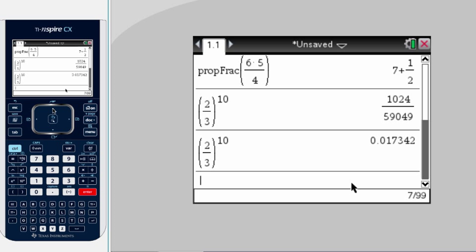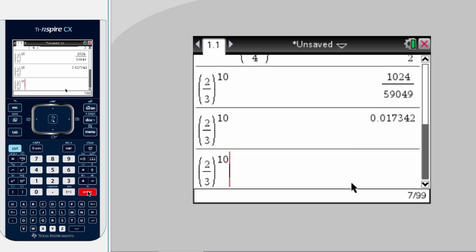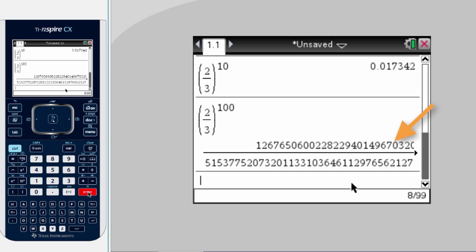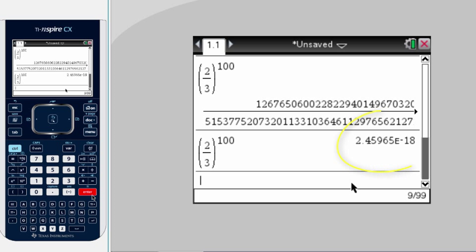Now, what happens if instead of to the 10th power, we go to the 100th power? It will give us the fraction, but it's not in a very meaningful form. So if we select Control Enter again, we will get it in scientific notation form, 2.545 times 10 to the negative 18th, which is much more user friendly.